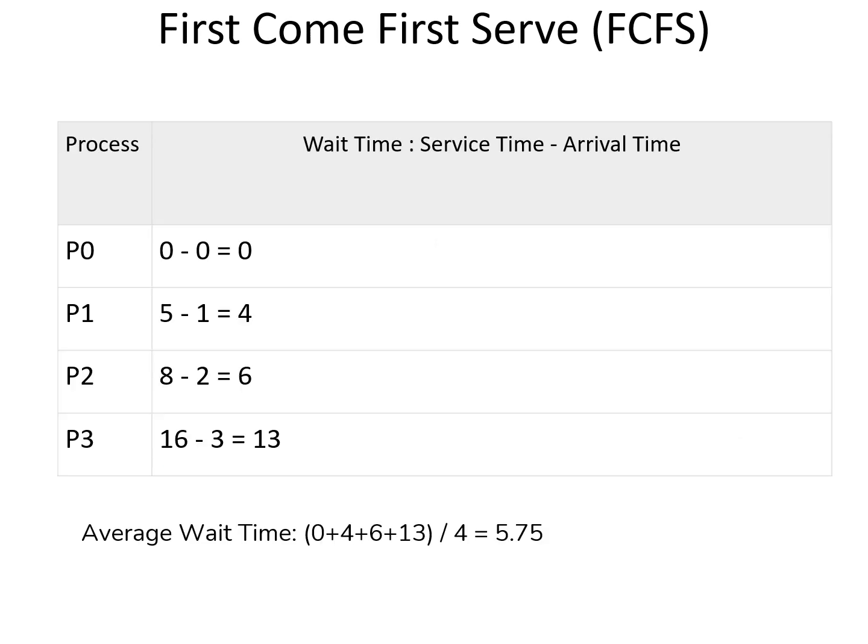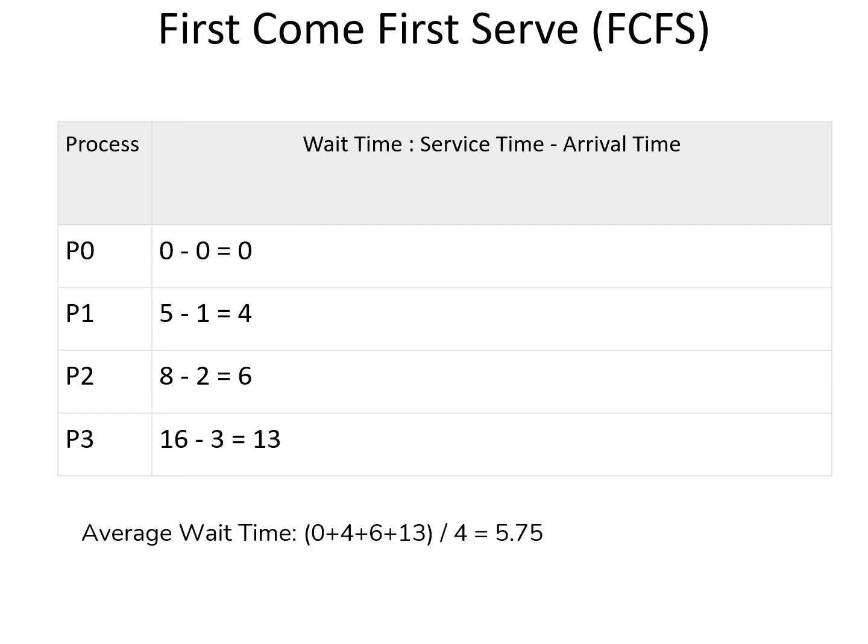Next, in first come first serve, we have to find the average waiting time. The formula is: wait time is equal to service time minus arrival time. For P0, service time is 0 and arrival time is 0, so 0 minus 0 is 0. P1 service time is 5, arrival time is 1, so 5 minus 1 is 4. P2 service time is 8, arrival time is 2, so 8 minus 2 is 6. P3 service time is 16, arrival time is 3, so 16 minus 3 is 13. Then we add these four values, 0 plus 4 plus 6 plus 13.